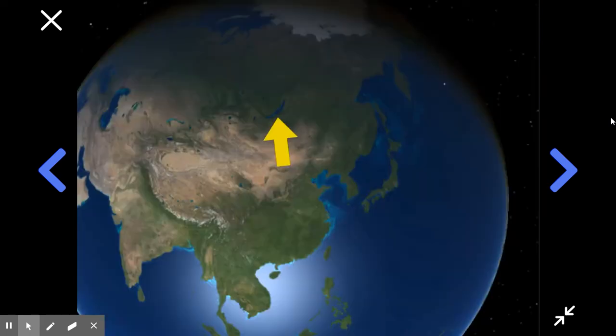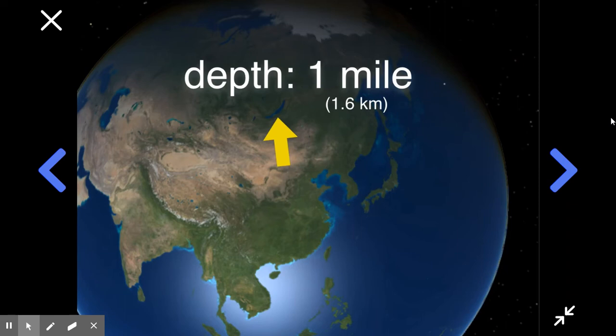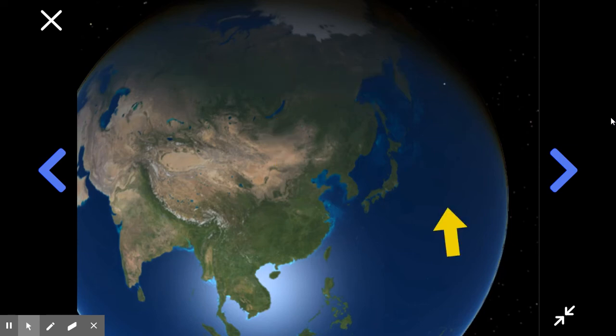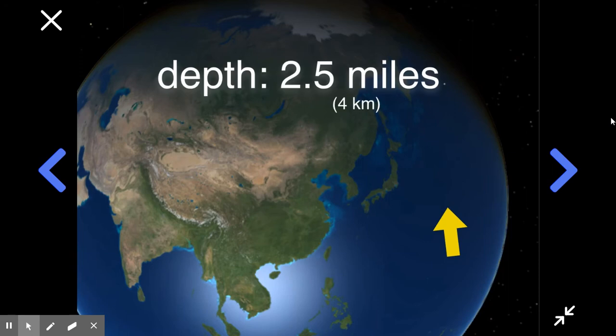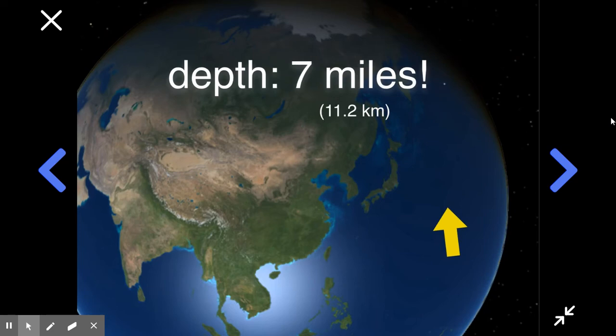Well, the deepest freshwater lake in the world, Lake Baikal in Russia, is about 1 mile deep. Now remember, that's the deepest lake there is. Most lakes aren't anywhere near that deep. The ocean, on the other hand, on average, is almost 2.5 miles deep. And at its deepest point, the ocean is almost 7 miles deep.